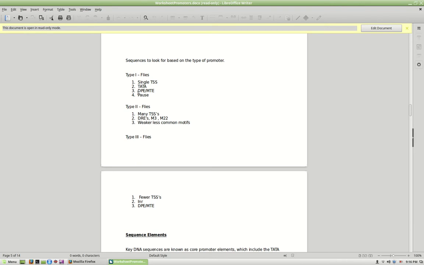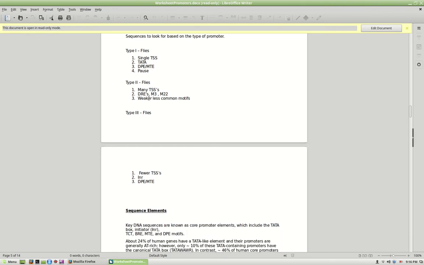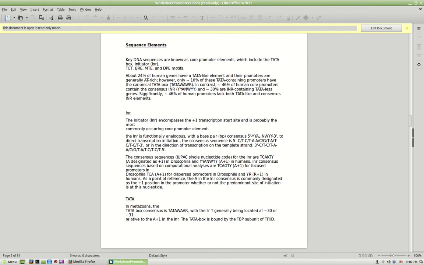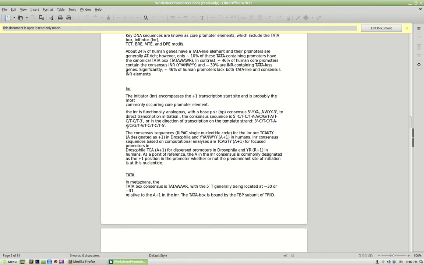TATA, you understand. These are listed here. There are certain sequences that are related to this, and you're going to have to find these sequences in a larger DNA sequence and find out what the nature of a promoter is. All right, so here are the elements. For instance, an INR has a sequence of YYANWYY between the 5' and the 3'. You're going to learn about this in your sequence.